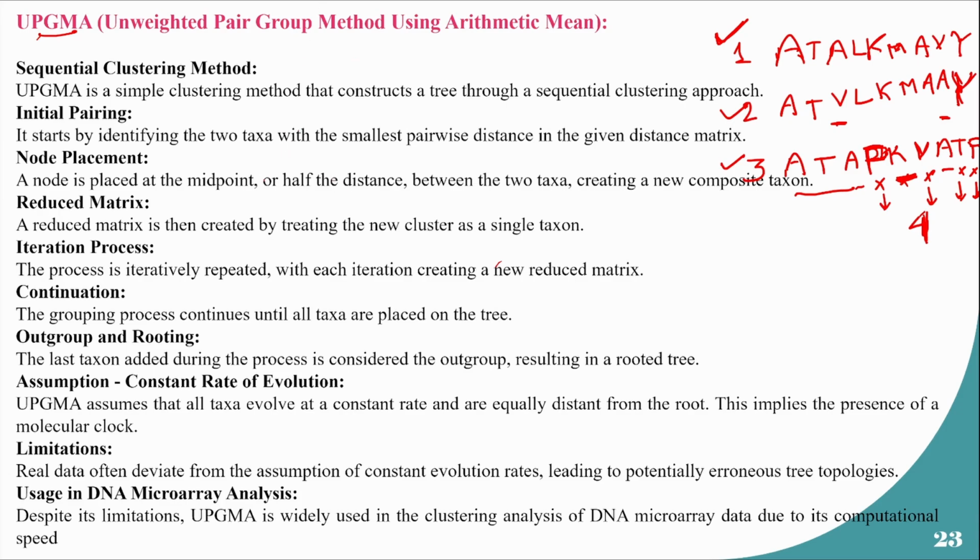So for the UPGMA method, it is basically a clustering method that constructs a tree-like structure by accounting for the sequences, and it is a sequential clustering approach. So you have to do it one after another, and we will talk about how it is done. It starts by identifying the two taxa with the smallest pairwise distance in a given distance matrix.